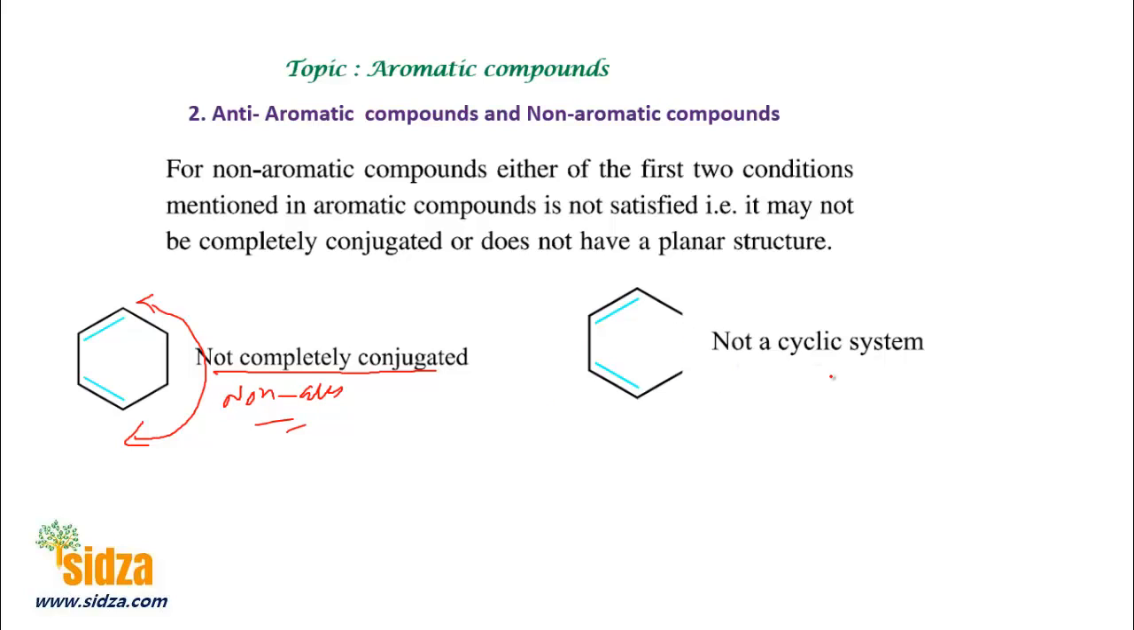Again, look at this molecule. This is not cyclic, hence it's not an aromatic compound, right? It's not an anti-aromatic compound. This is a non-aromatic compound. And in terms of stability, we can say aromatics are the most stable compounds, right? Then we have non-aromatic compounds, and then we have the anti-aromatic compounds in terms of stability.